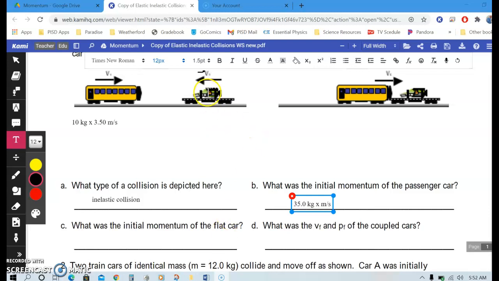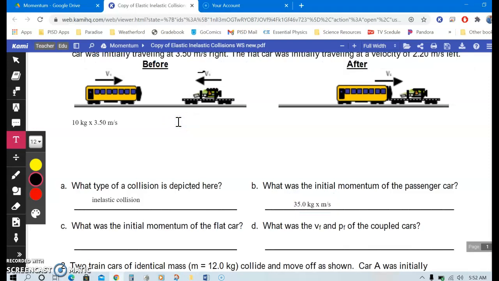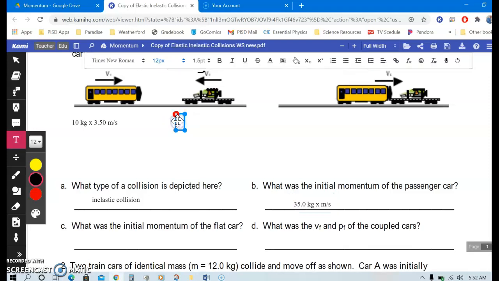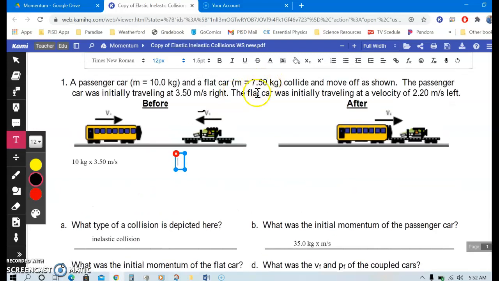Now we need to know the initial momentum of the flat car. We know that the mass of the flat car was 7.50 kilograms, so we put 7.50 kilograms times its initial velocity. Originally it was going 2.20 meters per second, to the left, though.